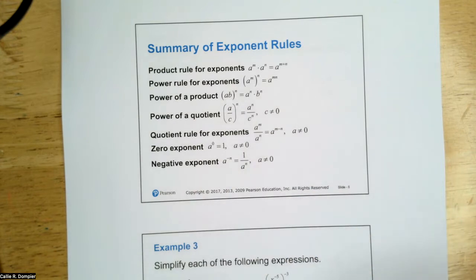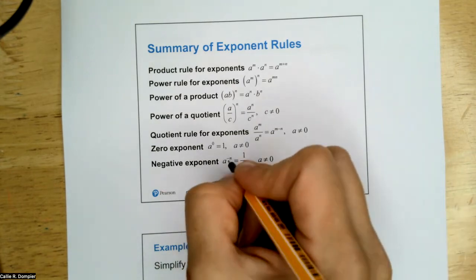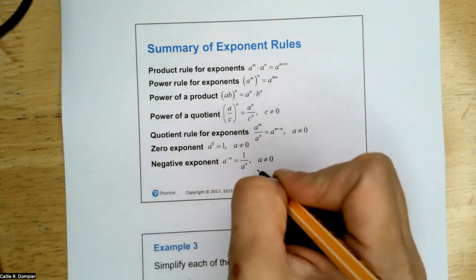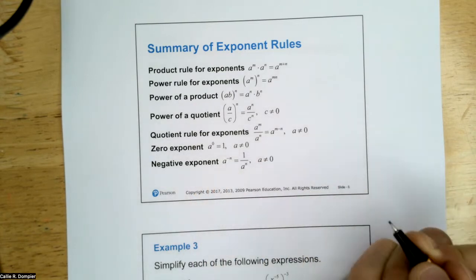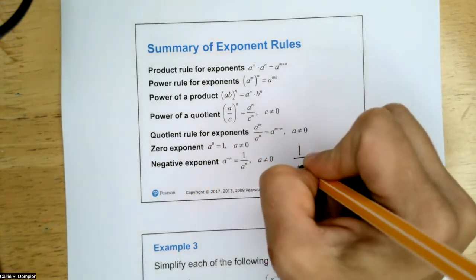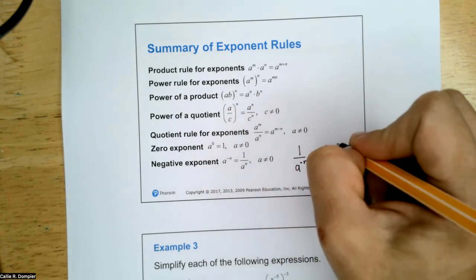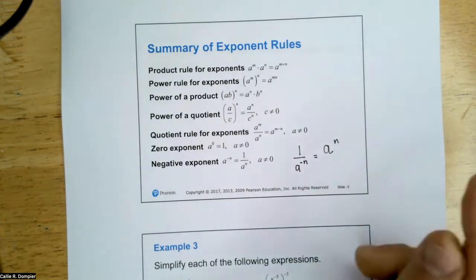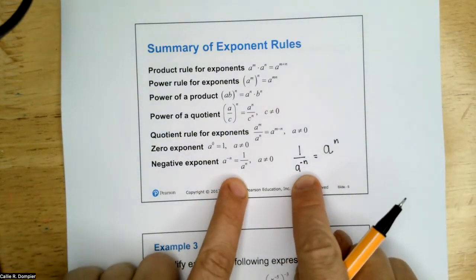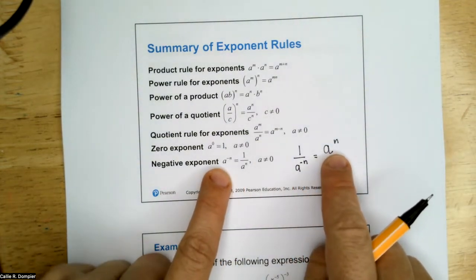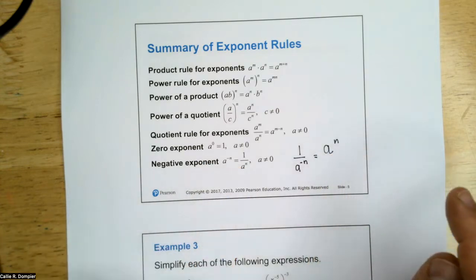Anything raised to 0 is automatically 1. And then if I want to get rid of a negative exponent, I move it across the fraction bar, just like 1 over a to the negative n is the same as a to the positive n, right? So if the negative's down here, you can make it positive by moving it up here. If it's negative up here, you can make it positive by moving it down here.